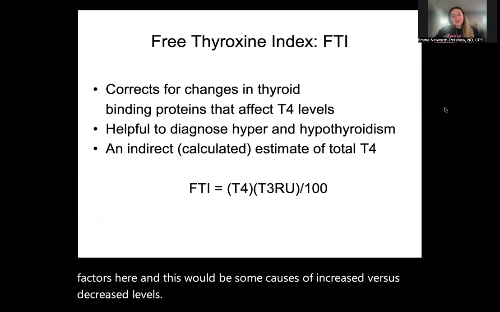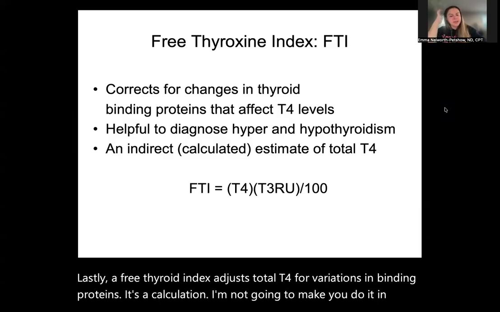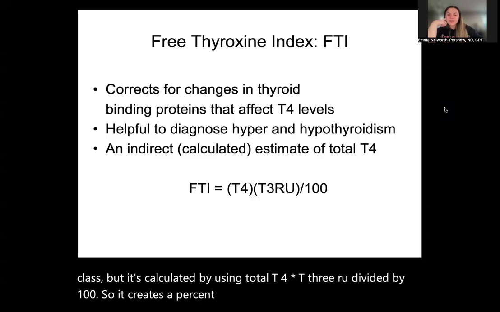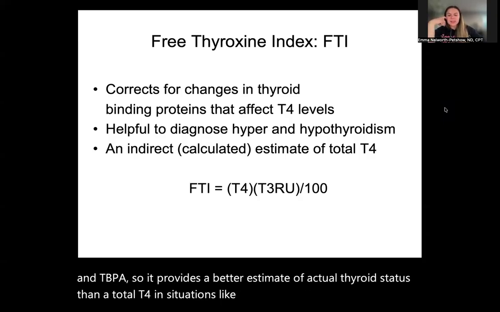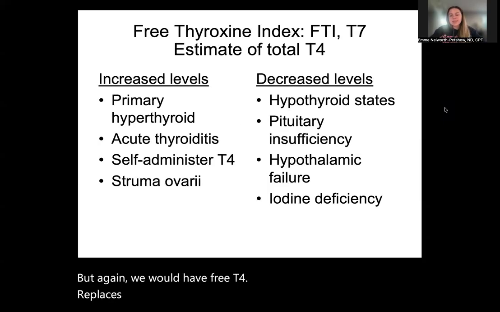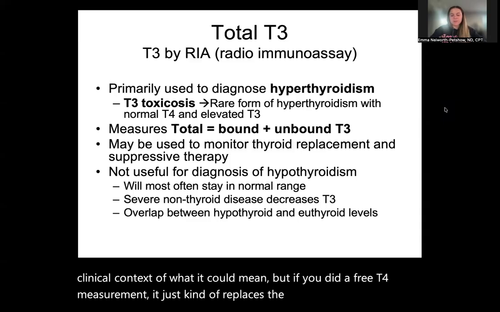Lastly, a free thyroid index adjusts total T4 for variations in binding proteins. It's a calculation. I'm not going to make you do it in this class, but it's calculated by using total T4 multiplied by T3RU divided by 100. So it creates a percent. It will compensate for changes in TBG and TBPA, so it provides a better estimate of actual thyroid status than a total T4 in situations like pregnancy or liver disease. But again, a free T4 assay replaces this FTI. So if you see it, I wanted you to have clinical context of what it could mean. But if you did a free T4 measurement, it just kind of replaces the need for that information.